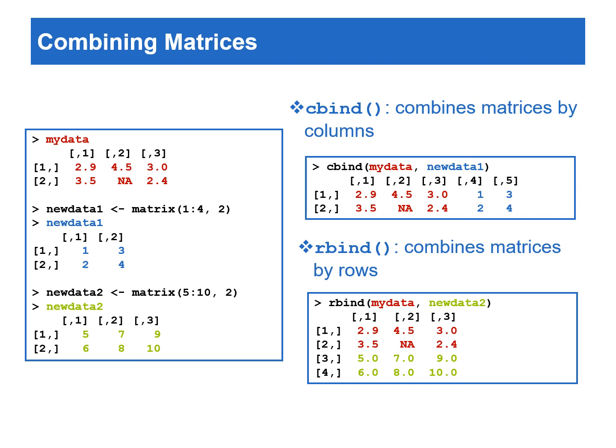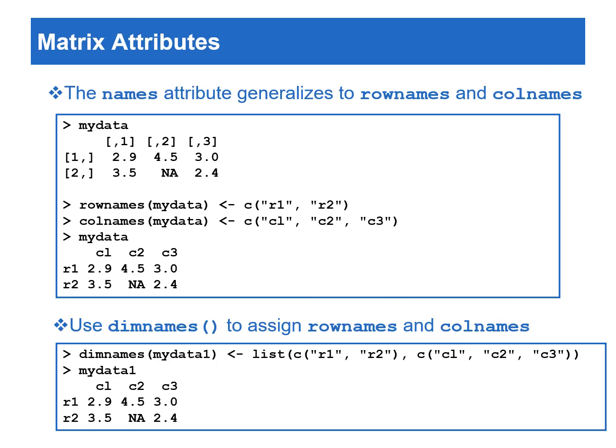We can combine matrices by columns or by rows by using cbind or rbind functions. In the first example, we combine my data with new data 1 by columns, by using the cbind function. The second example combines my data with new data 2 by rows, by using the rbind function. Since a matrix has 2 dimensions, we can assign row names and column names by using the rownames and colnames functions. We can also use the dimnames function to assign row names and column names at the same time.